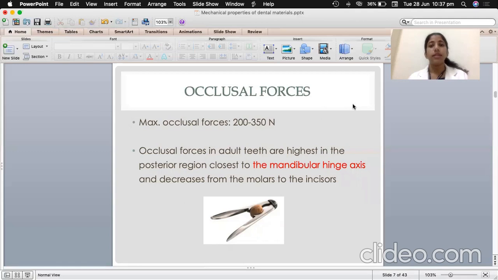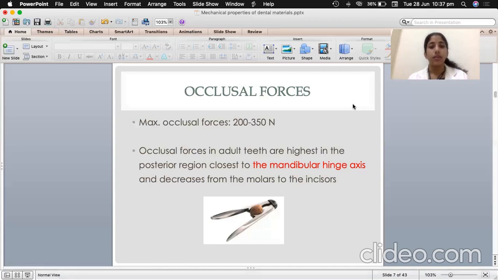Occlusal force in adult teeth is highest in the posterior region, that is closest to the mandibular hinge axis. Mandibular hinge axis is nothing but the imaginary axis joining the two temporomandibular joints, that you should keep in mind. So occlusal force in adults is highest in the posterior region, closest to the hinge axis, that is closest to the temporomandibular joint. So the highest amount of force will be acting in the molar region.